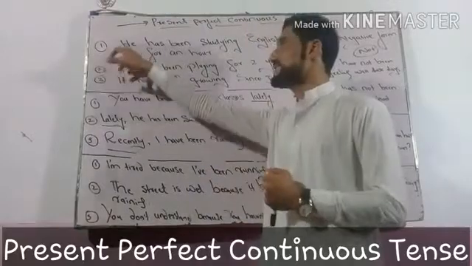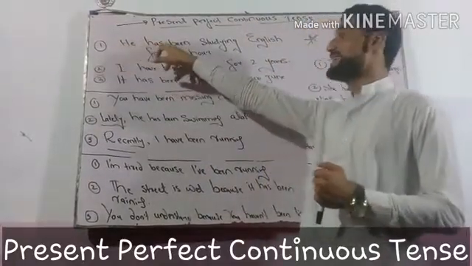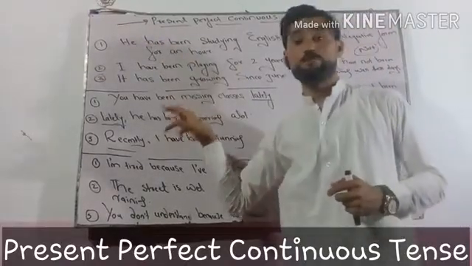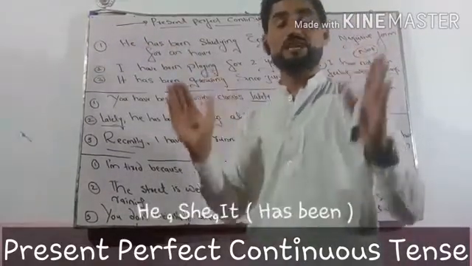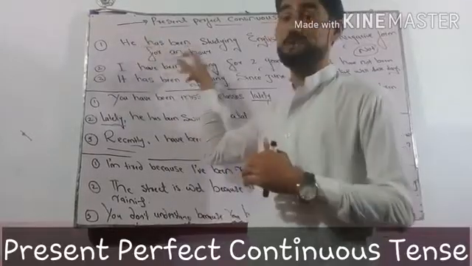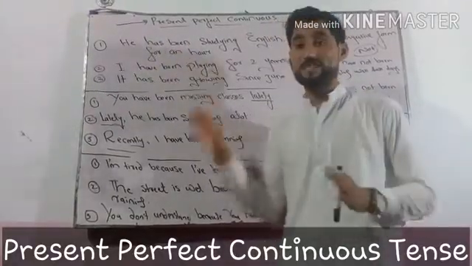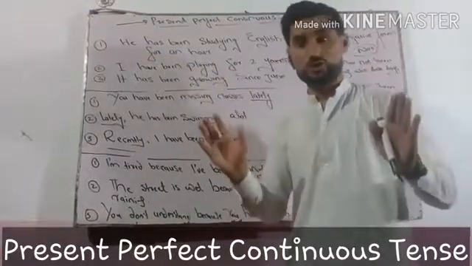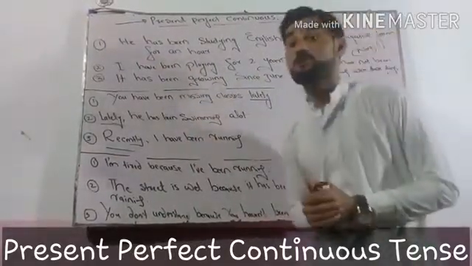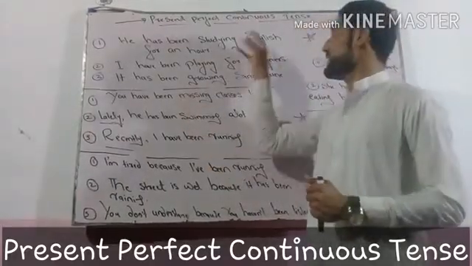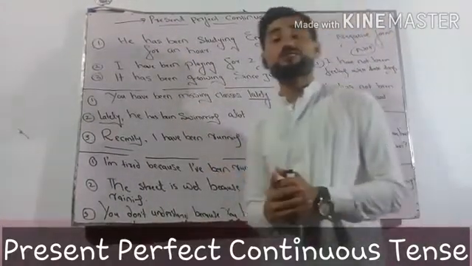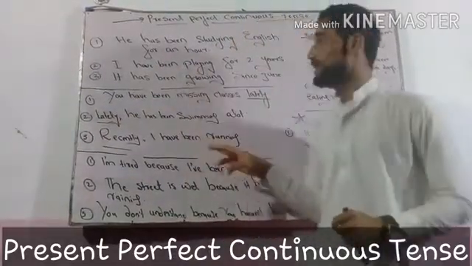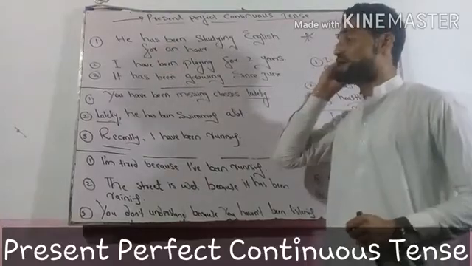I started this sentence with the subject he, and then I added the auxiliary verb of the present perfect continuous tense, has been. That's because with he, she and it, we have to add the auxiliary verb has been. After the subject comes the auxiliary verb, and then the present participle form of the verb study, studying, and then English for an hour. For an hour shows how long this action has been happening. He has been studying English for an hour.